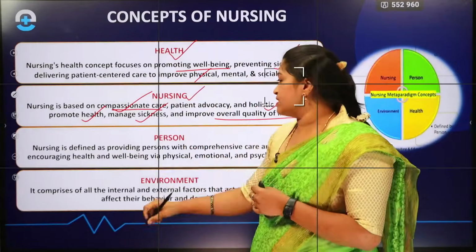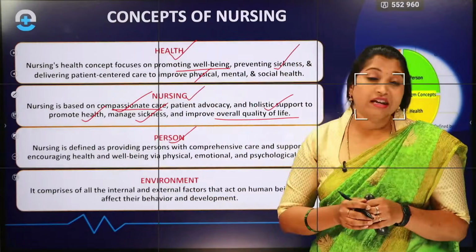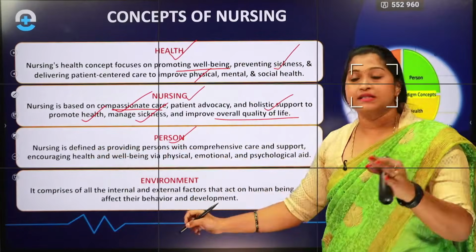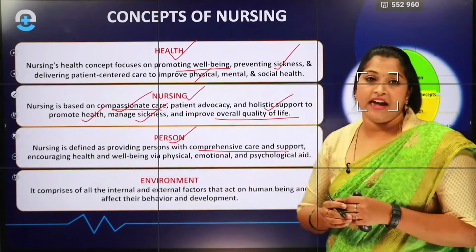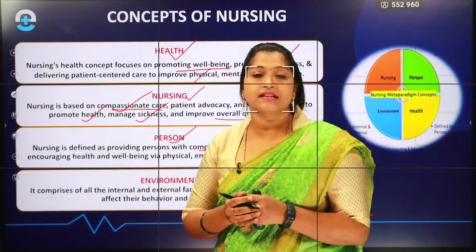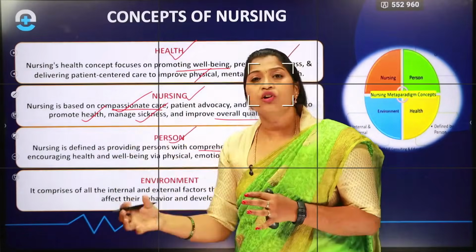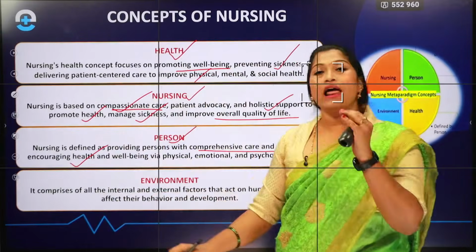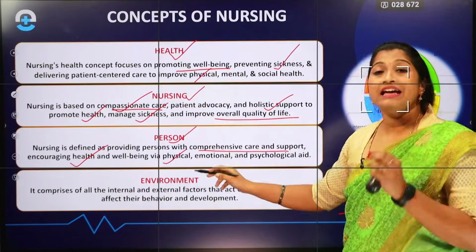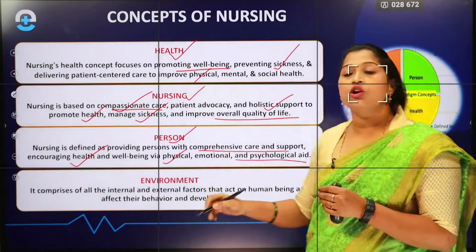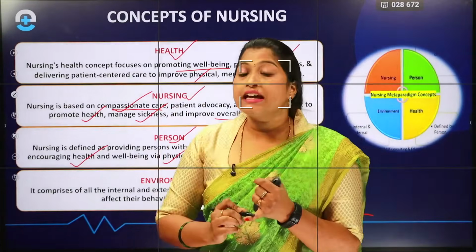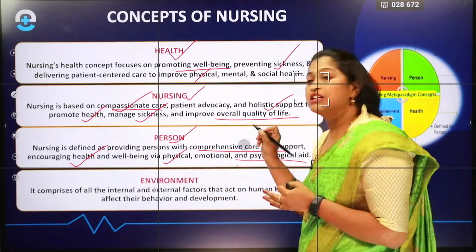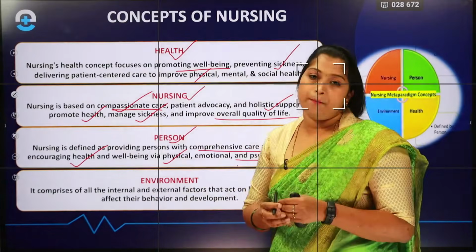The third concept is the person concept. Here, nursing is defined as providing persons with comprehensive care and support. As we have already discussed, we are giving comprehensive, all-over care to the patient and encouraging health and well-being via physical, emotional as well as psychological aid. We are giving physical help, psychological help, and also emotional aid to the patient.